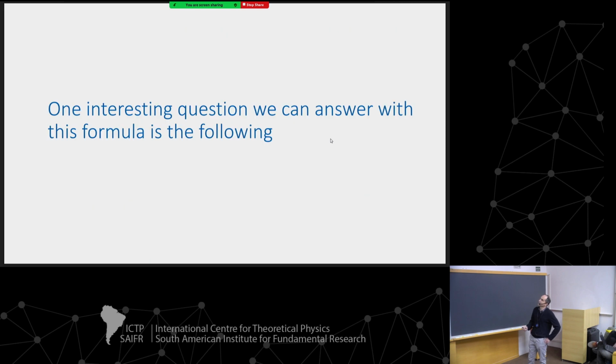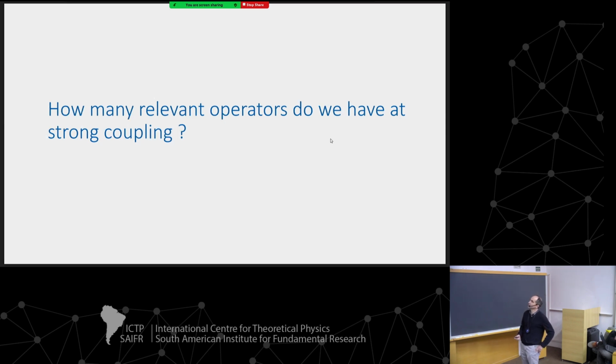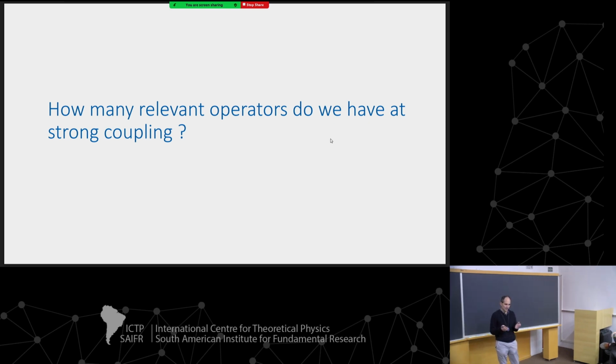Now, one interesting question that we can answer with this formula is the following. Suppose that we want to simulate this quantum mechanical theory, and we want to do it at very, very low temperatures. And so one question is, how many relevant operators does this theory have? If we want to regulate it with a lattice or whatever, you might induce some relevant deformations, and you are asking how much fine-tuning you need to do to get to this model.